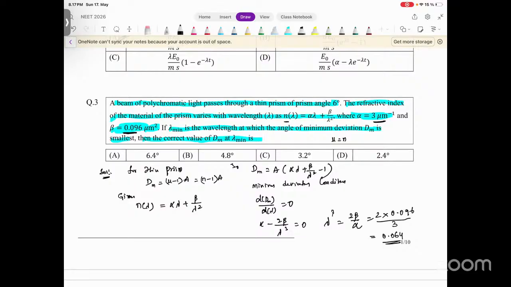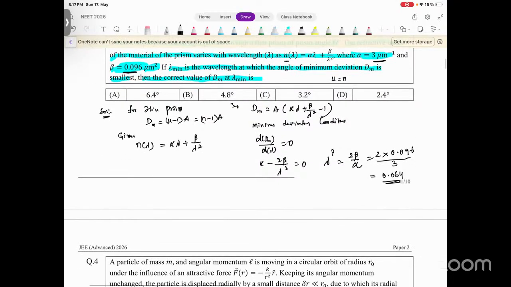Okay. And I got this one as your lambda cube value, no? So how much will lambda be from this? This is lambda cube value. To know this one, this is lambda cube. So lambda value will be approximately 0.4 micrometers. Clear till here? Now, the refractive index is asked.